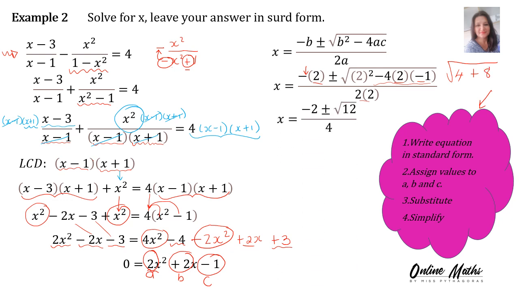So under the line, we end with x is negative 2 plus minus, under the root, 12 over 4. And now, because it's plus minus here, we're going to split it into x is minus 2 plus root 12 over 4, or x is minus 2 minus root 12 over 4.